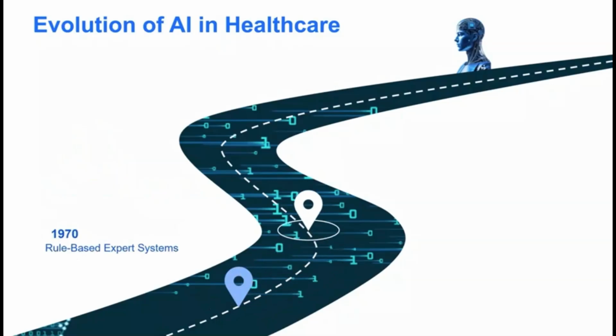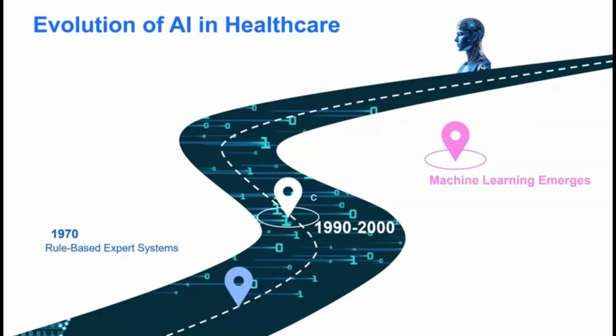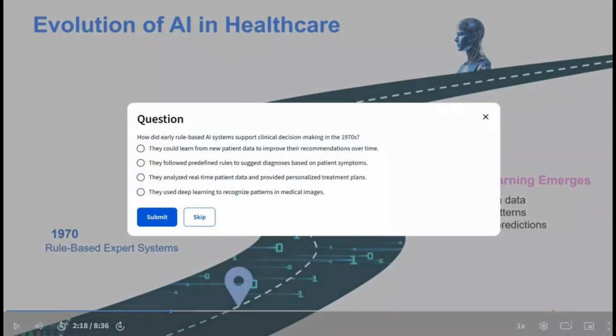As technology advanced in the 1990s and 2000s, machine learning emerged as a more sophisticated tool. Unlike rule based systems, machine learning allows AI to learn from data. The more data the system was exposed to, the better it could identify patterns and make accurate predictions.